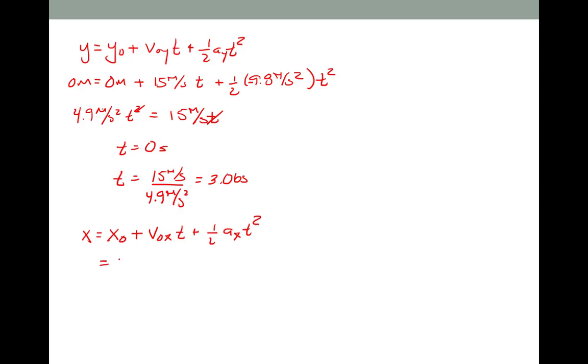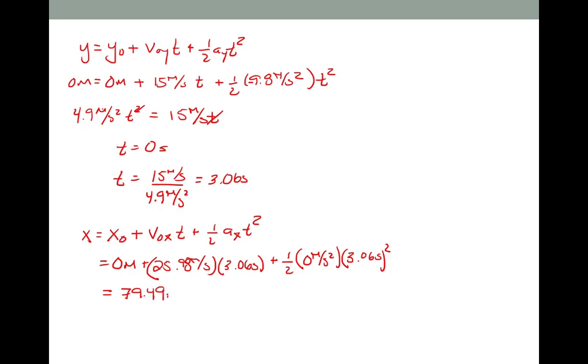Okay, so x naught we let be 0. V naught x was 25.98 meters per second. And I multiply that by the 3.06 seconds. Plus 1/2 times 0 meters per second squared times 3.06 seconds squared. That last term is 0, and that leaves me with 79.49 meters.